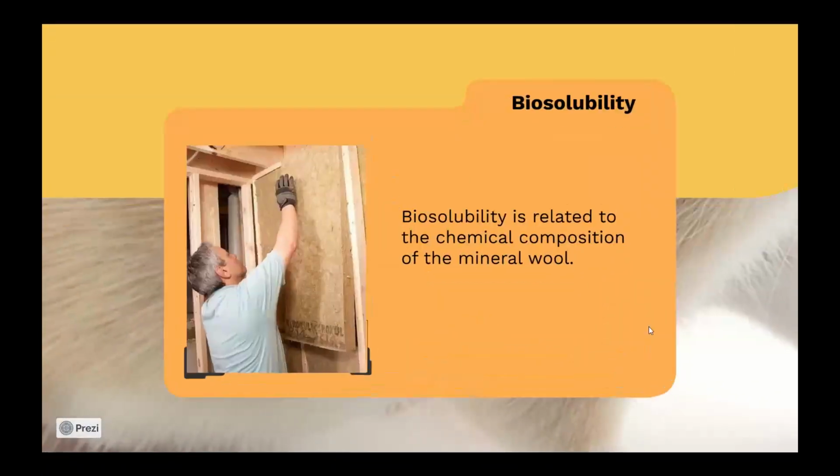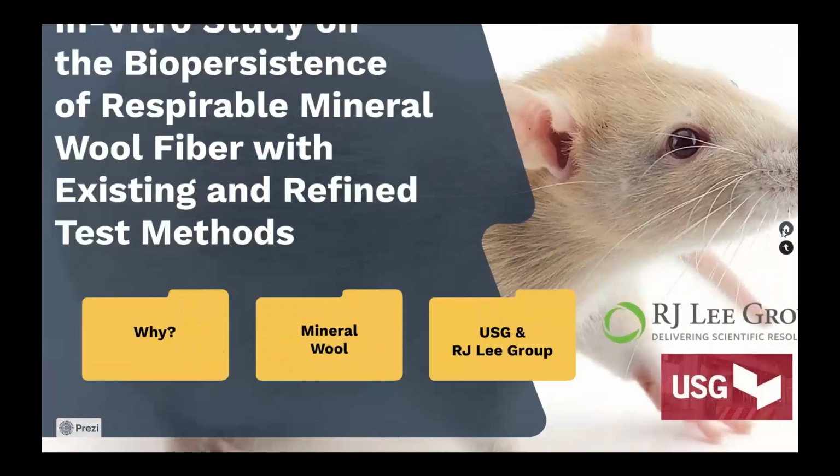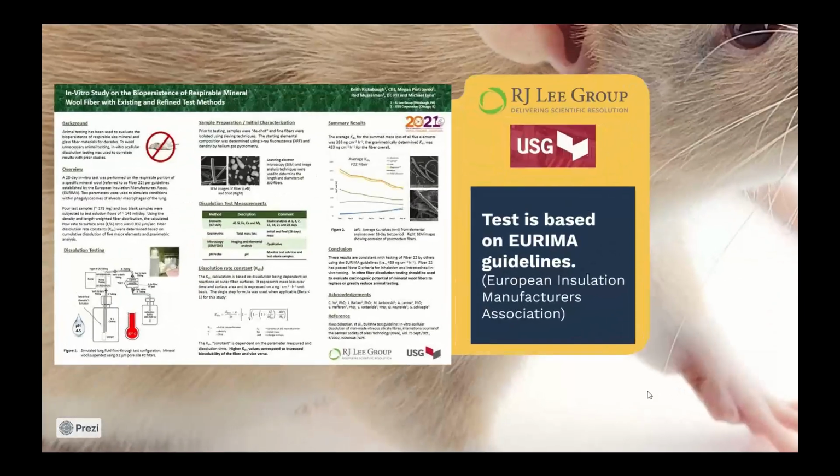What would happen if mineral wool fibers were deposited in the deep regions of the lung? Prior studies using animals have shown that potential cancer risk has not been established for mineral wool fibers that have relatively high biosolubility. The degree of biosolubility of mineral wool is related to the chemical composition of the fiber. USG has teamed with RJ Lee Group, an independent testing laboratory, to obtain information related to the potential rate of the biosolubility of fibers through an in vitro test that uses simulated lung fluid.